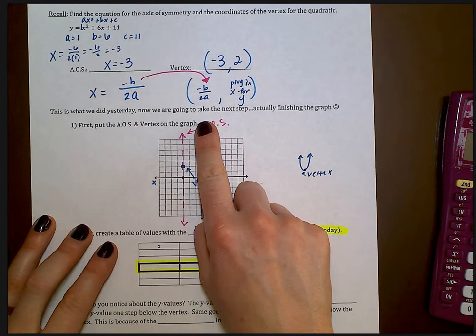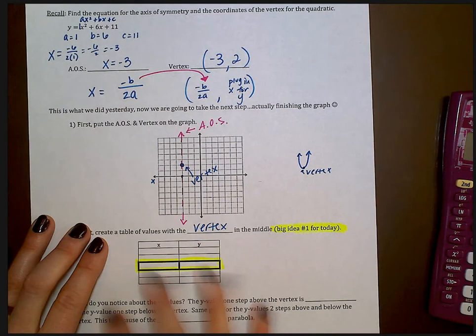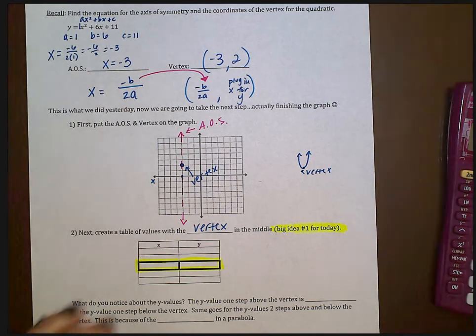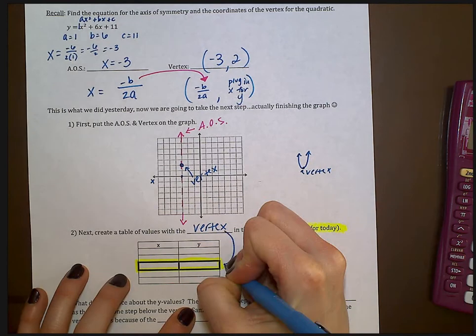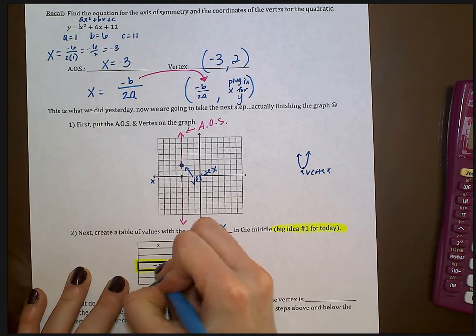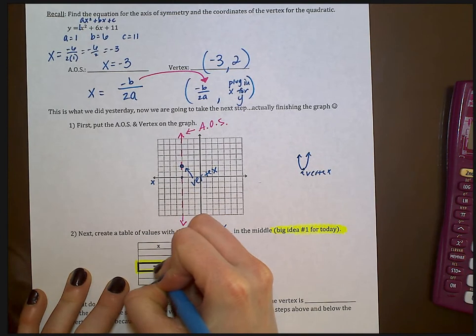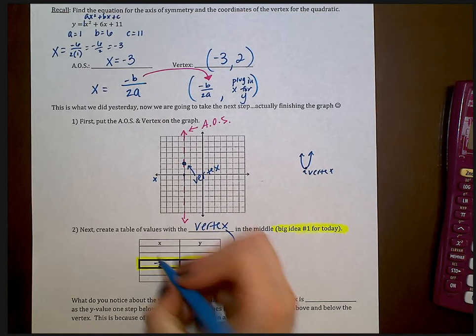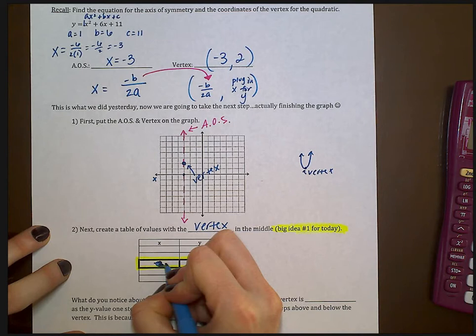These are no longer nice, so we have to figure out what our tables are going to look like now. So the vertex on this one was -3, 2. I put that in the middle of my new table. Ugh, that looks awful, but that's a -3. I have to rewrite that. It's going to drive me crazy. There we go.